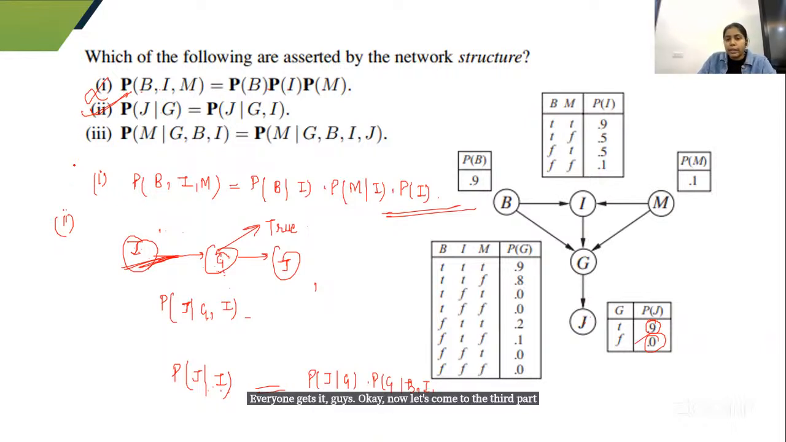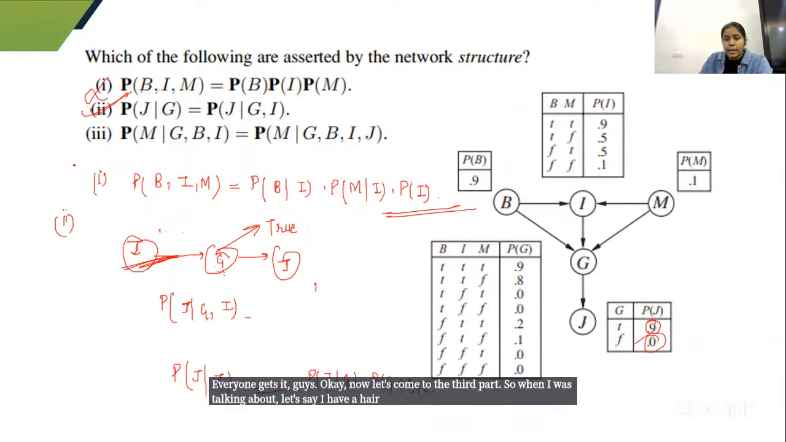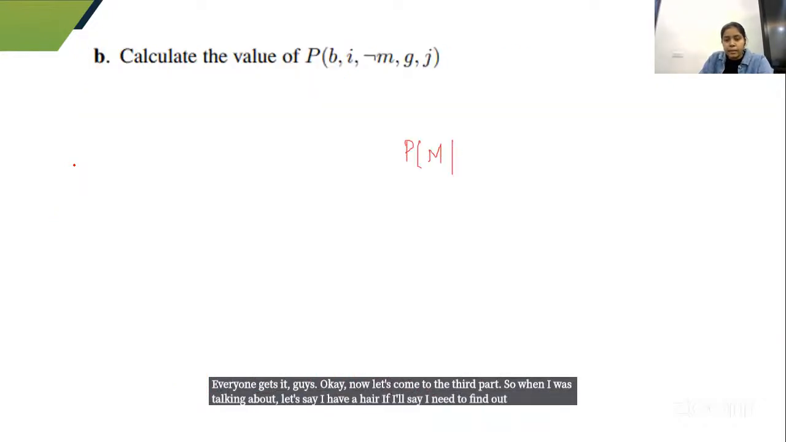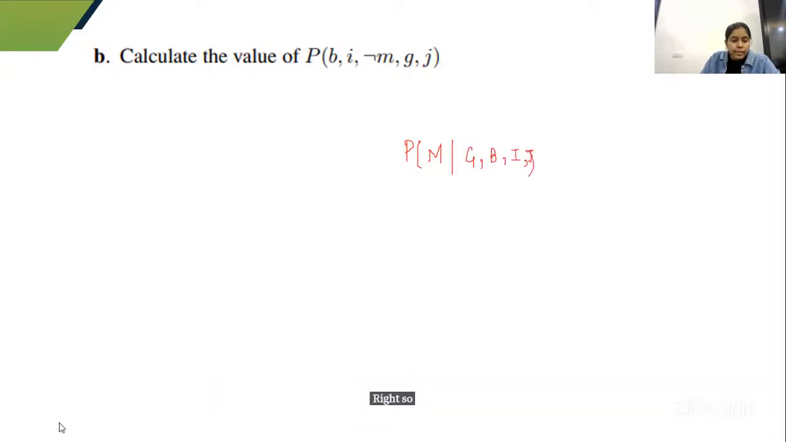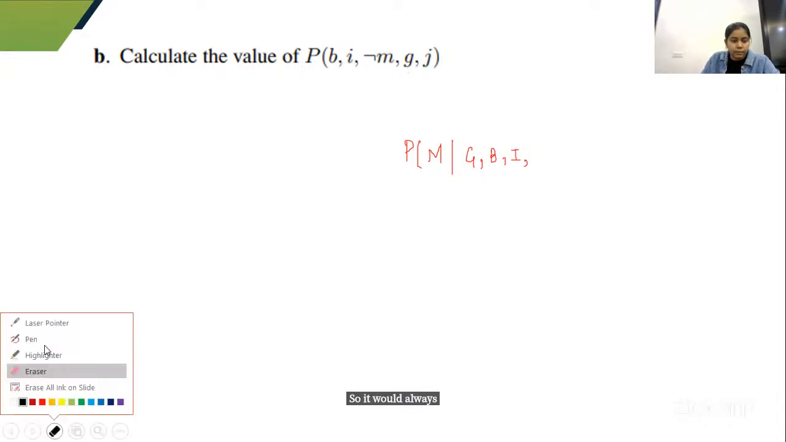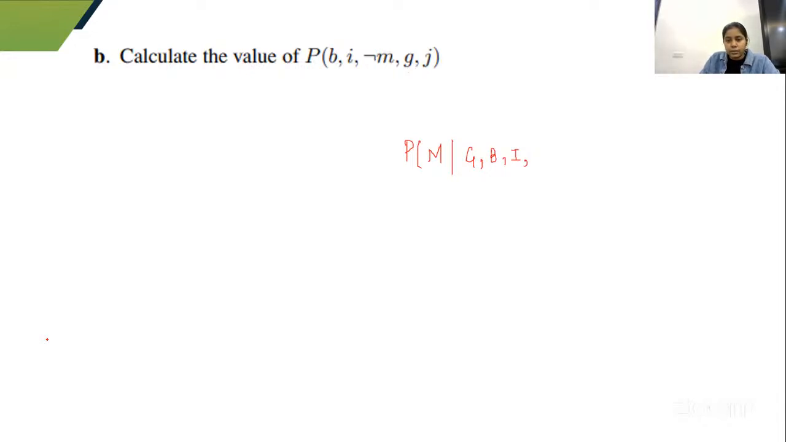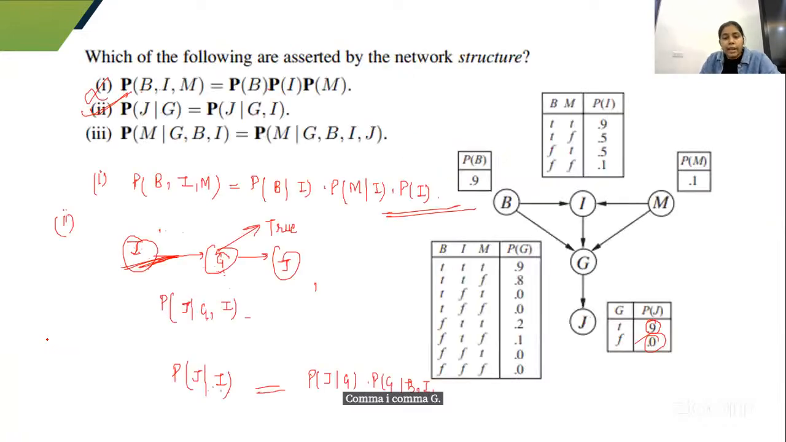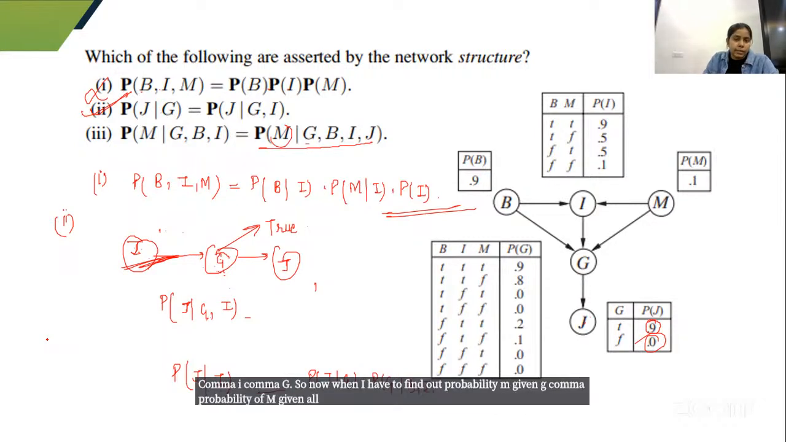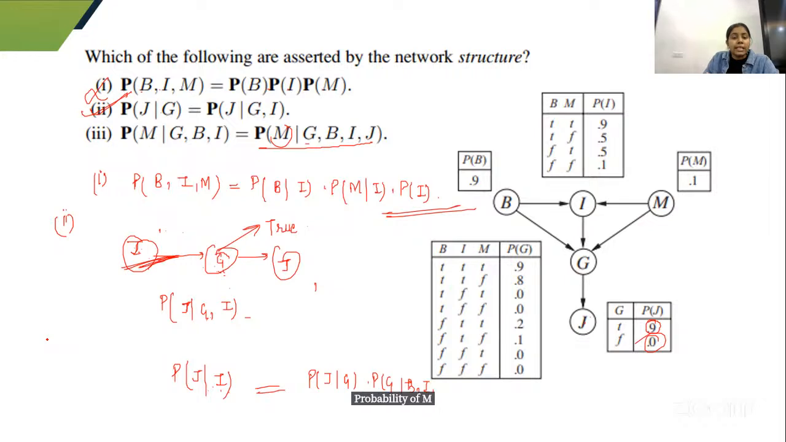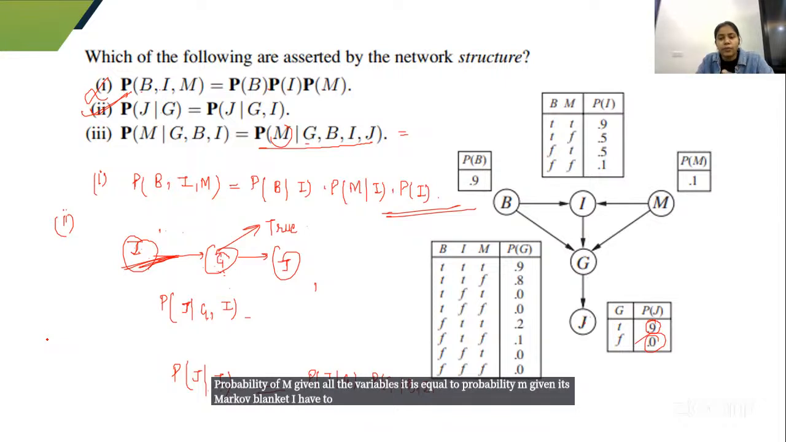Okay, now let's come to the third part. So when I was talking about, let's say, I need to find out probability M given all the variables, G, B, I, J, whatever variables I have. Probability of M given all the variables is equal to probability M given its Markov blanket. I have to look for the Markov blanket of M.